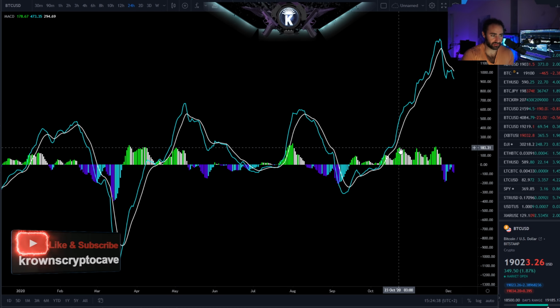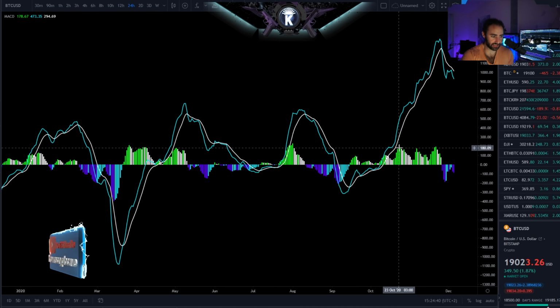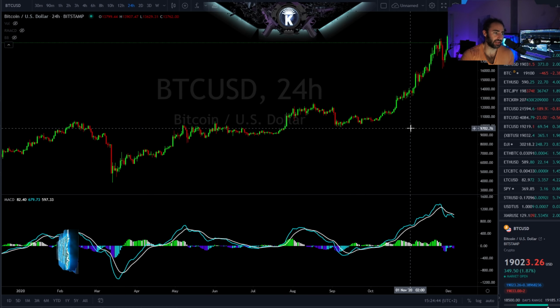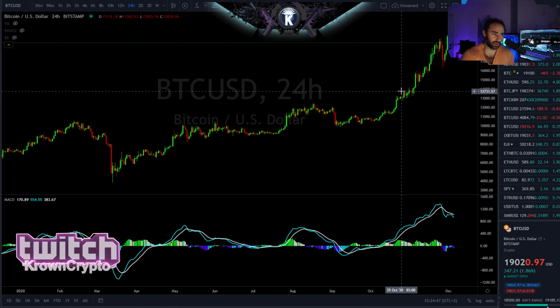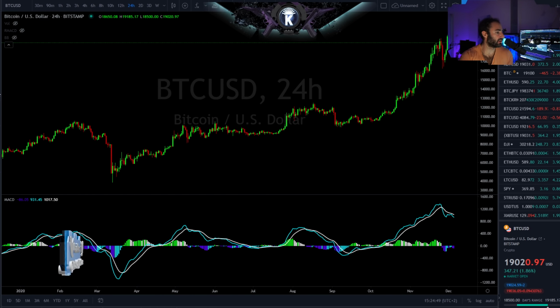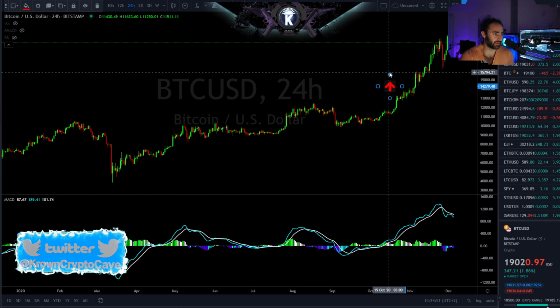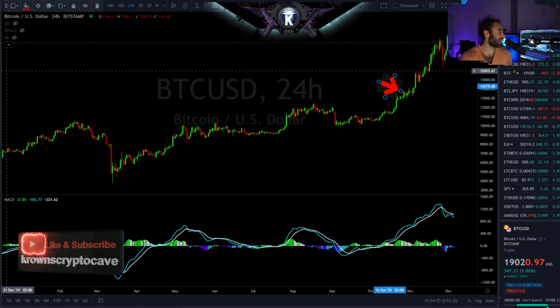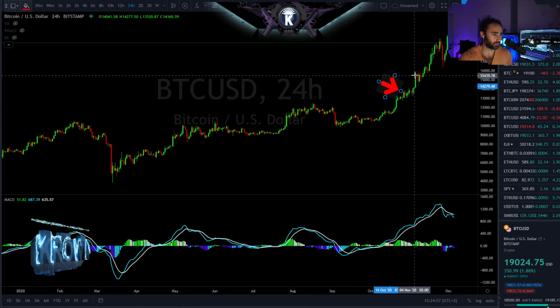Well, we start to print slightly lower highs on MACD starting in late October and early November. And what is price action doing during that time? Well, we have a high right here, which I will mark off with this. There we go. That's what I'm looking for. And then we have our next high right here.